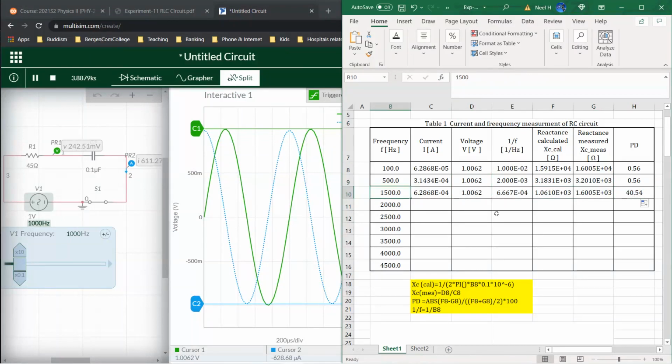Oh, that's right. 1000, 1500, 2000, yeah. 2500, 3000, 3500, and we can go only up to 4000. I think that should be enough. We just need at least 5 data points to do the graph. Yeah, good. Yeah, it looks good.